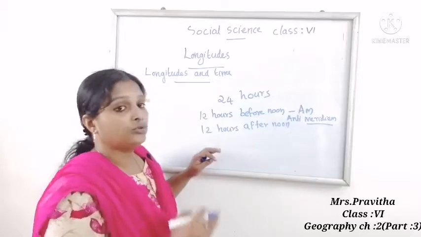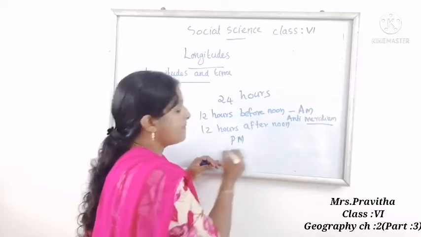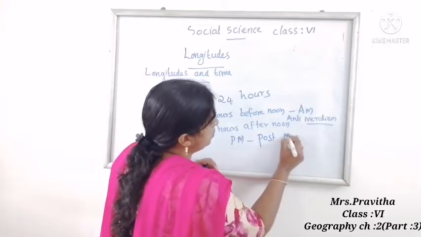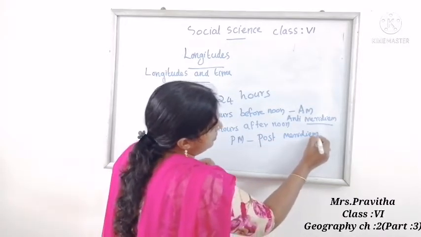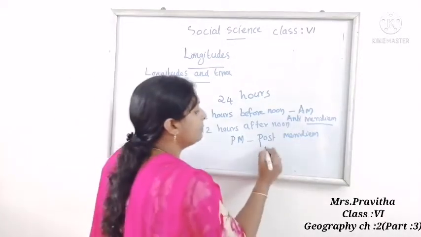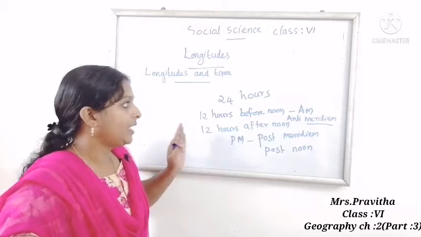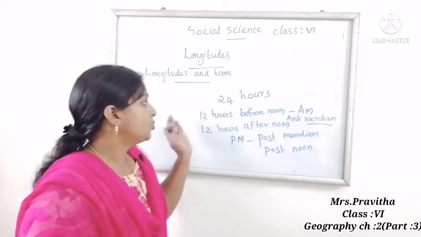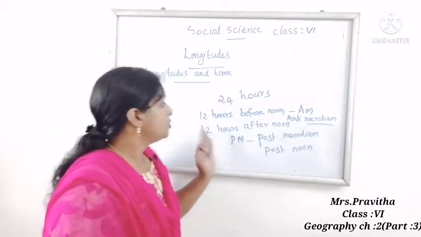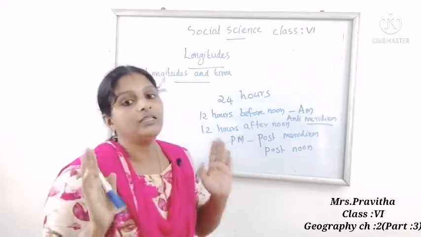In the same way, the 12 hours after noon are the afternoon. For afternoon, what term will we use? PM. PM means post-meridium in Latin, meaning post-noon. Children, I think now you understood how the terms AM and PM are used. AM means 12 hours before noon, anti-meridium. The 12 hours after noon are called post-meridium or PM. I think it is clear to you.